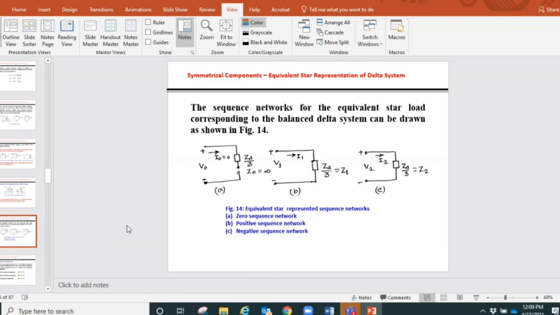Because of that inductive reactance, what will happen to the impedance? The next step is impedance. The Z value will change, increase. If the Z increases, what will happen?